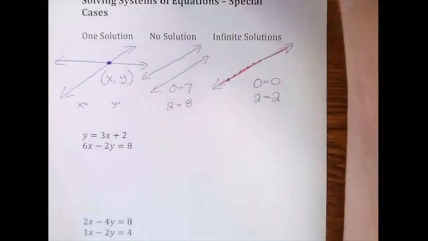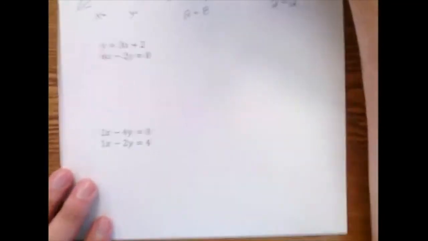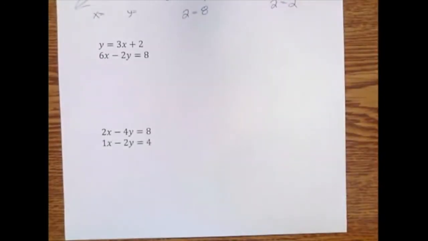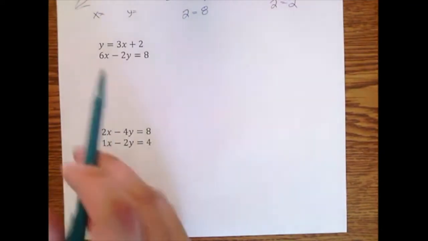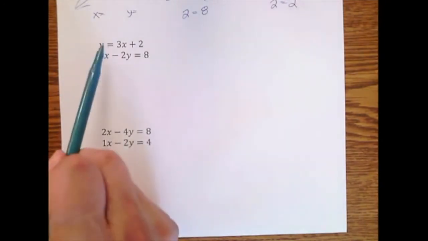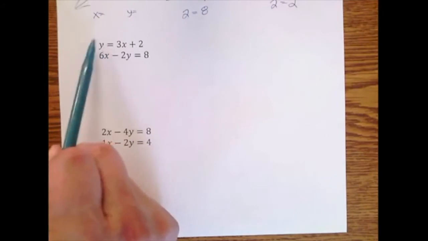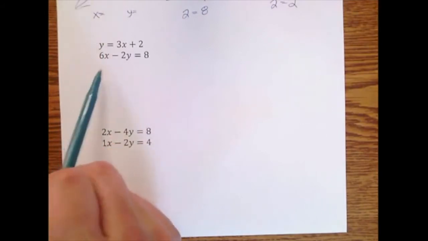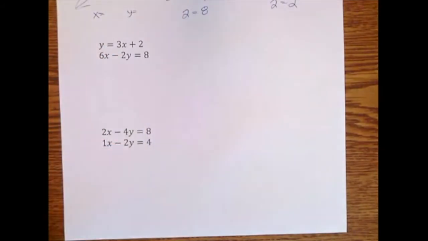Okay, so I'm going to show you two problems that we work out so that we can see what it looks like when you get no solution and infinite solution. So my first problem, I have y equals 3x plus 2 and 6x minus 2y equals 8. This is a case where the y is all by itself and nothing else. So this kind of leads me to believe we should probably do substitution here.